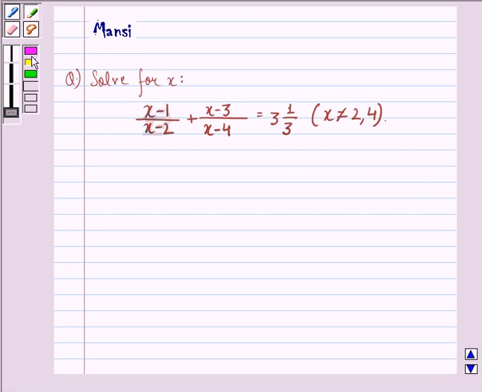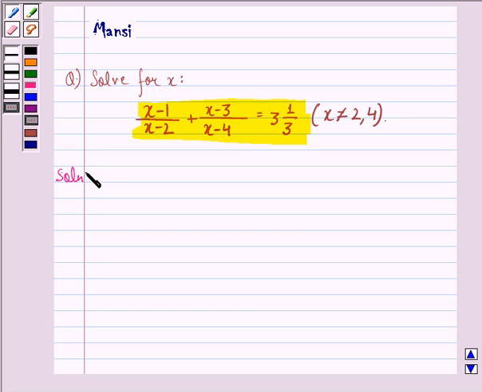Let's work out the following question. The question says, solve for x: (x - 1)/(x - 2) + (x - 3)/(x - 4) = 3 1/3, where x is not equal to 2 or 4. So let us start with the solution to this question.